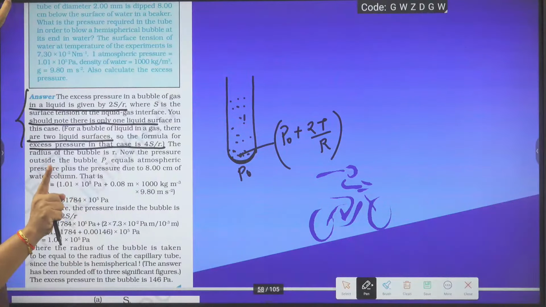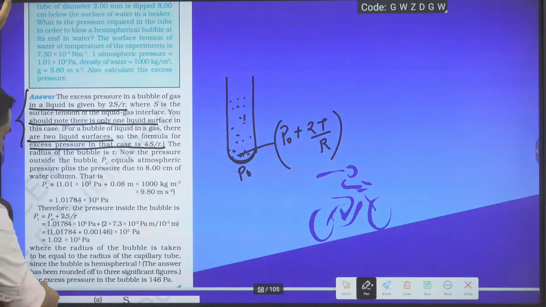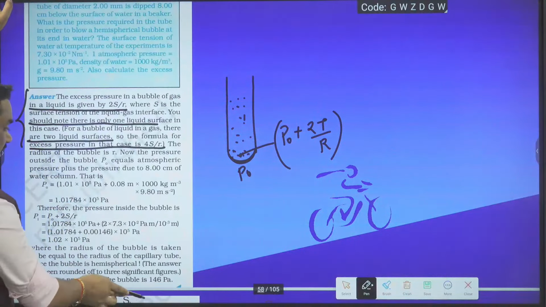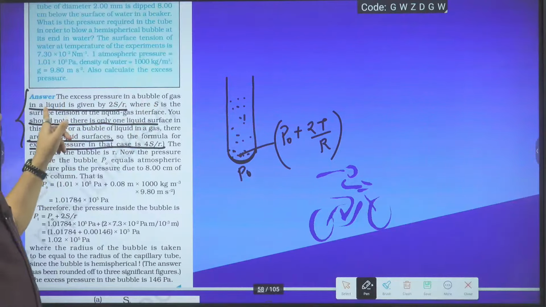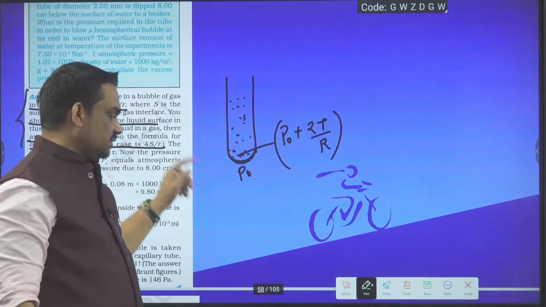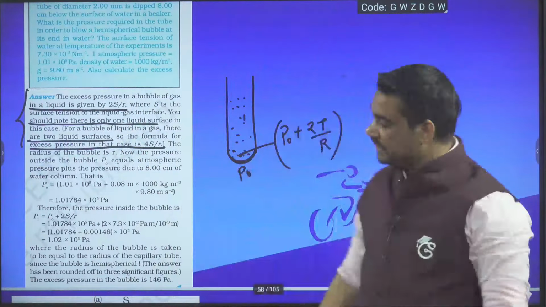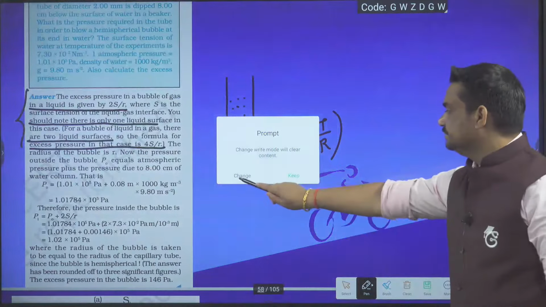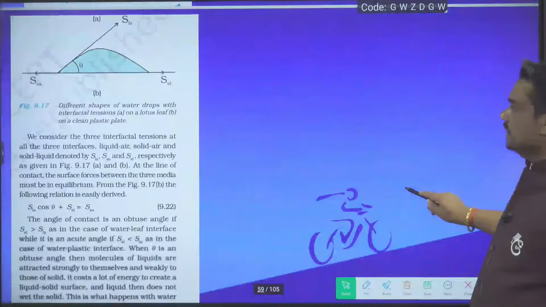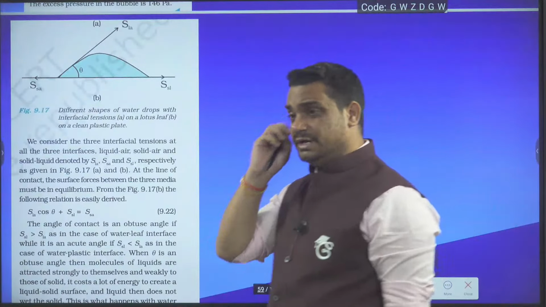a single layer. Air bubble is a single layer you have to take. Air bubble or gas bubble, gas in a liquid, 2T by R. Soap bubble or something similar, then we take 4T by R. This is the one important thing you need to know here.